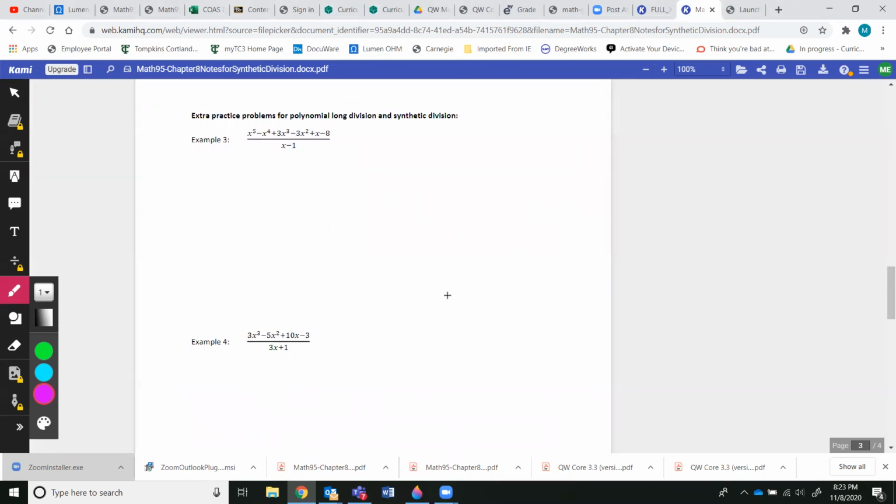So let's go ahead here and set this up as a long division problem. Now when we look at the dividend, we have to make sure we're not missing any terms. Well, I have x to the 5th, x to the 4th, 3x to the 3rd, minus 3x squared, plus x minus 8. So I'm not missing any terms if I go from highest to lowest with the exponents. So I have x to the 5th minus x to the 4th plus 3x to the 3rd minus 3x squared plus x minus 8. And my divisor goes out here.